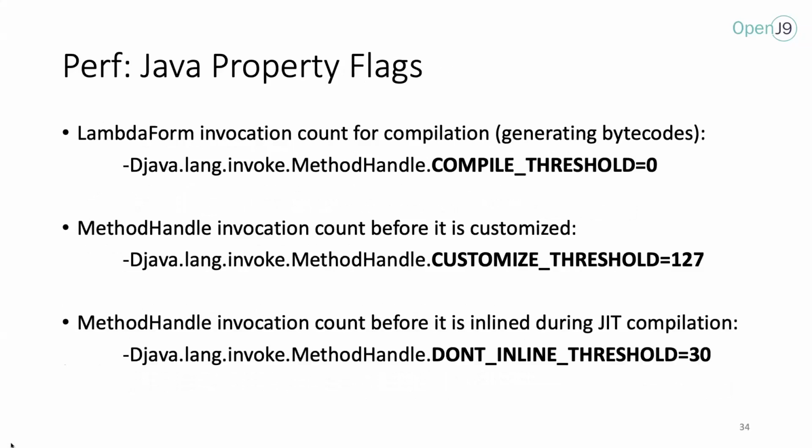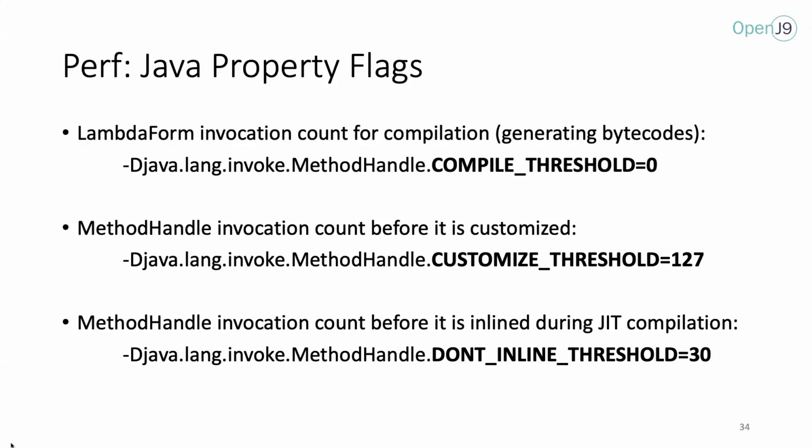On this slide, I show 3 more Java properties. These are more Perf specific. So the first property is a threshold for compilation, Lambda form compilation. Lambda form compilation, as I said earlier, defines when to generate bytecodes for a Lambda form. And this threshold gives us the ability to control the generation of bytecodes. By default, this value is set to 0, which means we immediately generate bytecodes for a Lambda form.